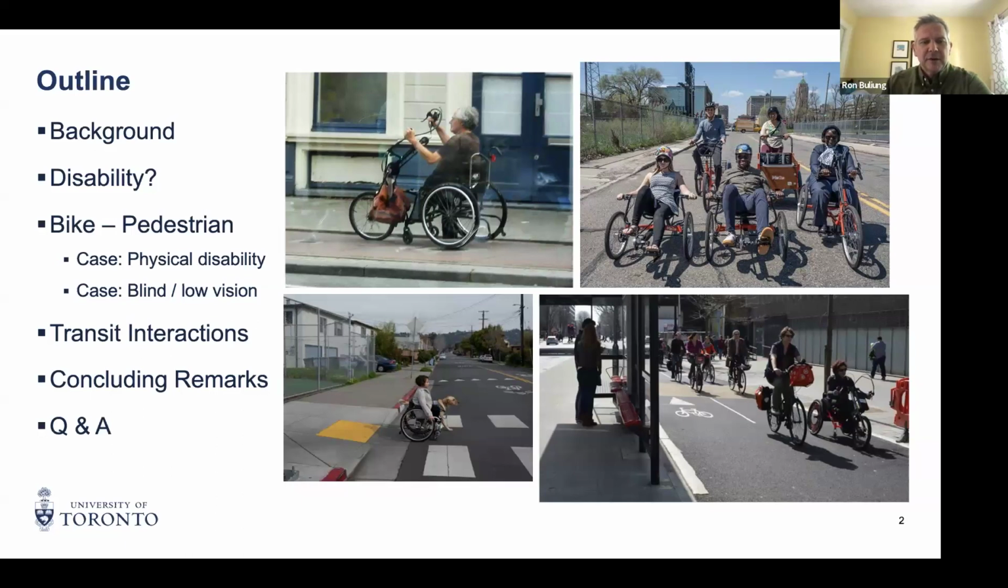And then I'm going to approach two case studies, one focusing on physical disability, and then looking at a case involving blind and low vision folks. I may talk about transit interactions, concluding remarks, and then we'll have our Q&A. We'll see how quickly we end up going through things. I may not be able to cover all of this.